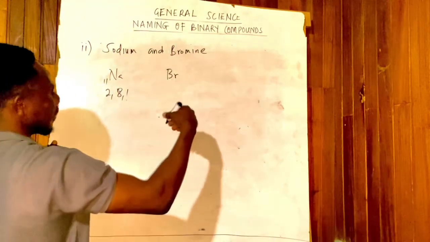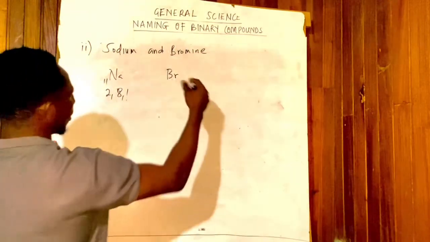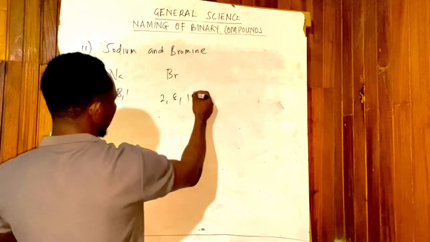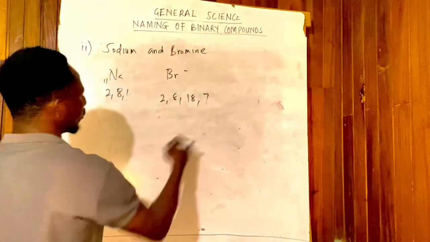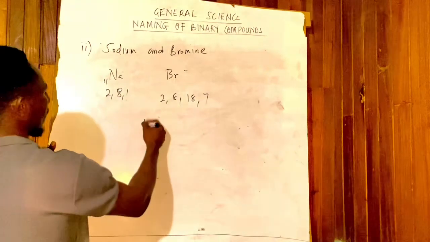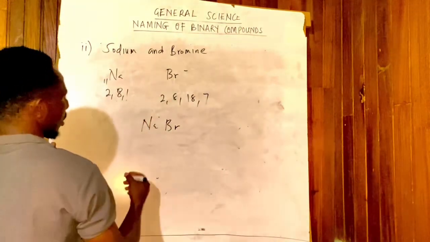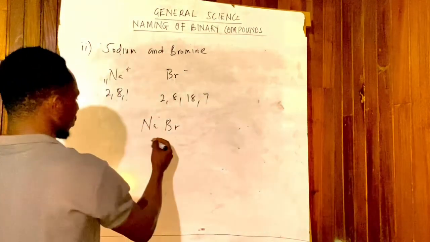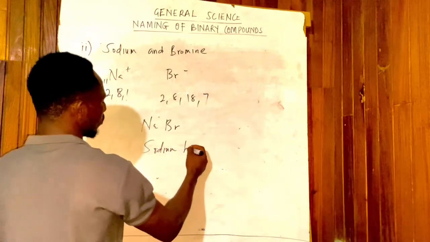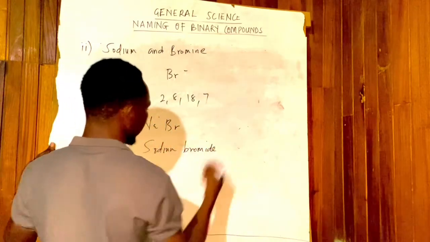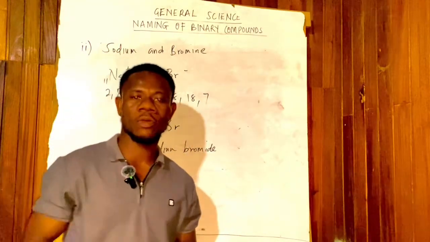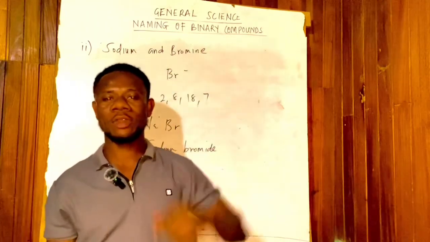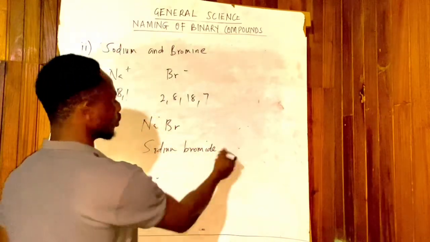Now bromine here is having atomic number 35, and if we do the electronic configuration, we are going to get 2, 8, 18, then 7. So it needs 1 to be stable. So we are going to get NaBr, which is called sodium bromide. So this is plus and this is minus. So you're going to get sodium bromide. Don't forget, if you've forgotten how we did this, then you move back to our first video, then you learn how to do this.